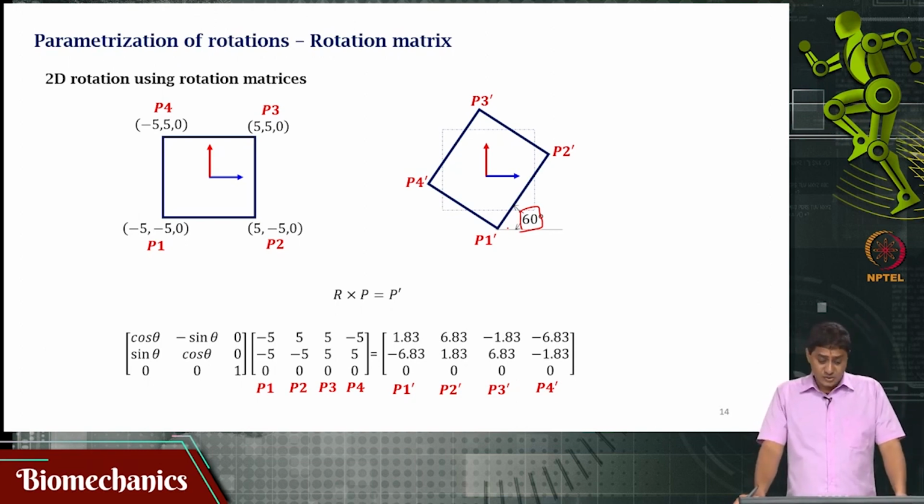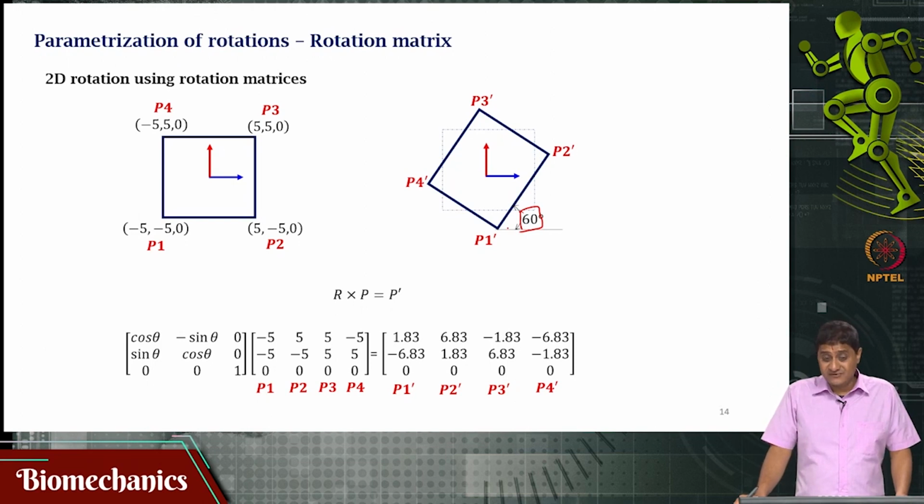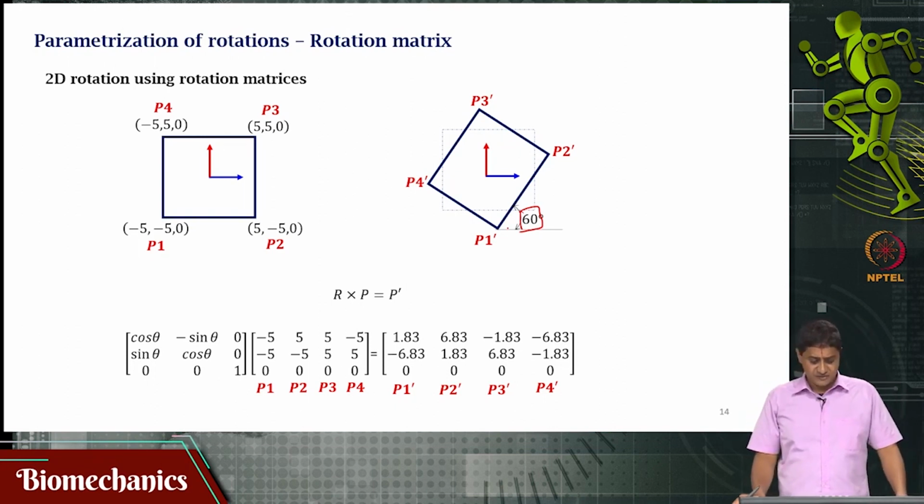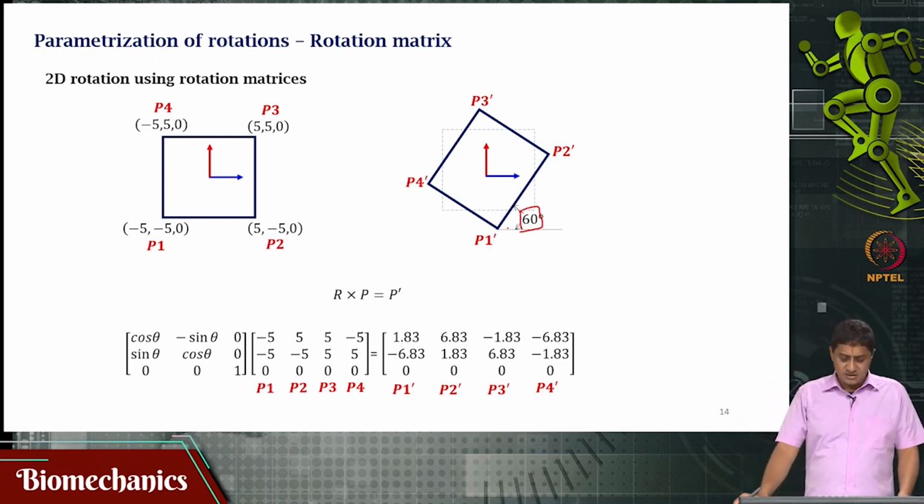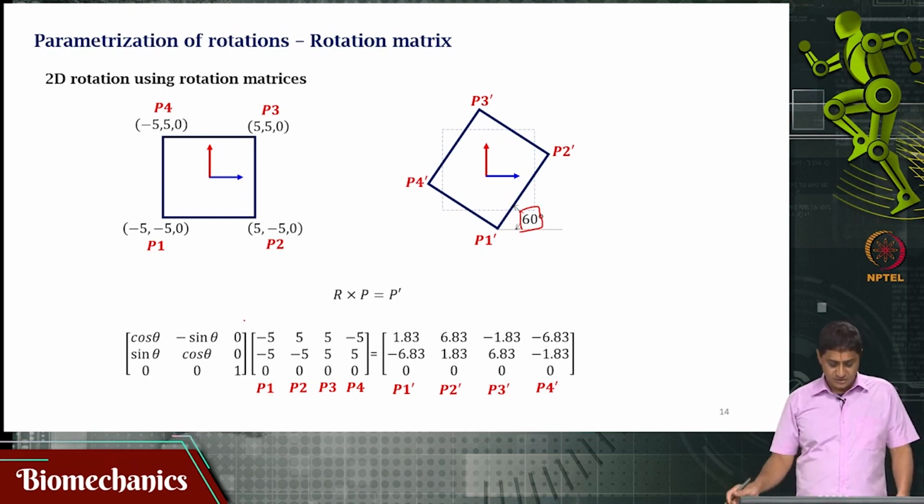Now, I can take each of these points as a vector, as a column of a matrix. Each of these is a vector and I can assume that they form columns of a matrix. The rotation matrix of interest for me is, because the rotation is happening about the z axis, going to be cos theta minus sin theta 0, sin theta cos theta 0 and 0 0 1.